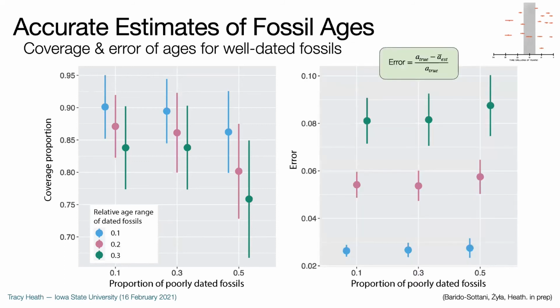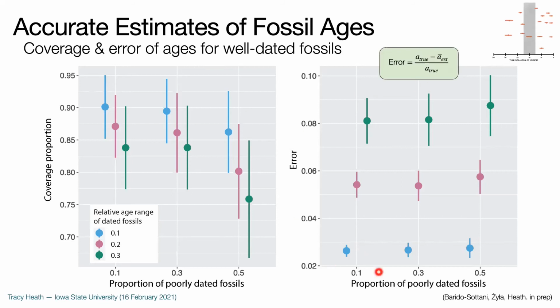But we also assess the accuracy of the mean age estimate for these well-dated fossils. And what this plot is showing is the relative error, which is essentially the difference between the true and the mean age, divided by the true age. And as expected, as fossil age ranges are much more precise, we get age estimates much closer to the true values.